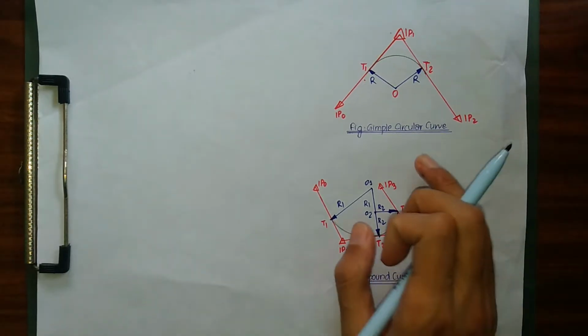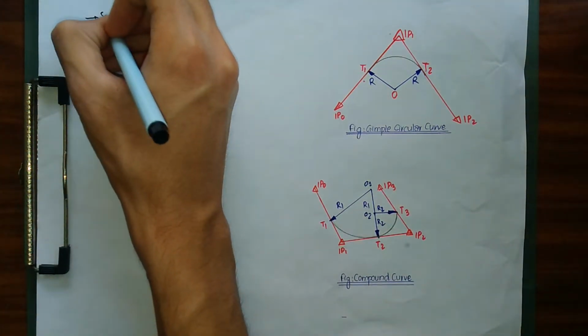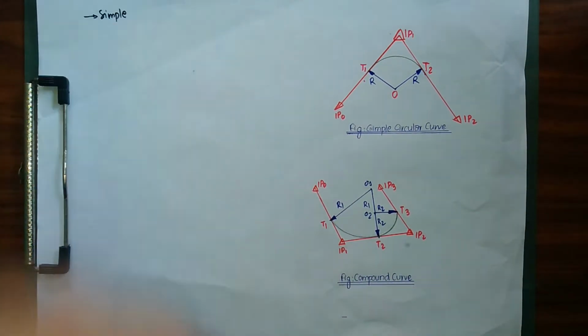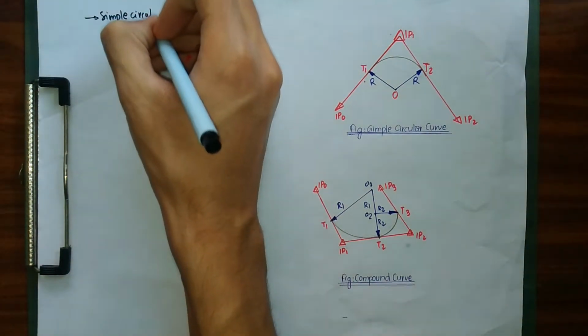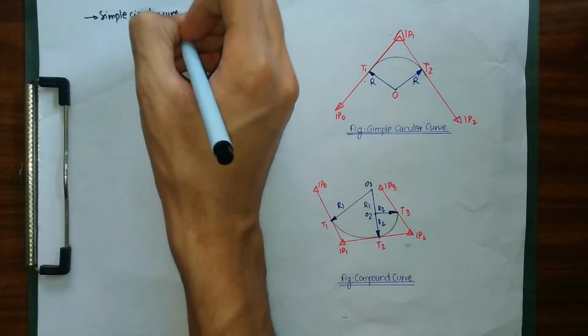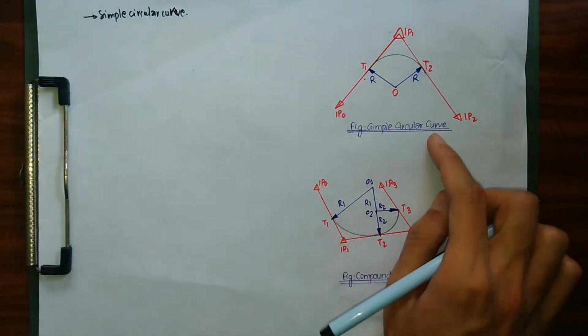So as I mentioned before, this is what our simple circular curves look like. So let me put on the topic, simple circular curve. So now we'll be talking about simple circular curves. This is what our simple circular curve looks like.